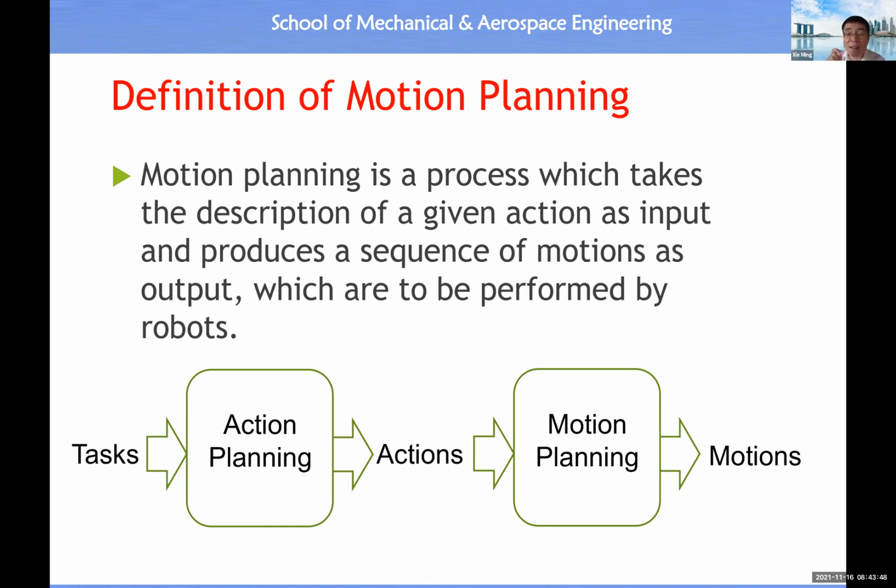Then we will enter the motion planning module, okay? So the input will be the action description, then the output will be the motion description, okay? And then the output from motion planning will be the input to path planning, okay? And from this flow of knowledge, you understand our intention is to reach the level of technical detail which could be understood by a robot, okay?